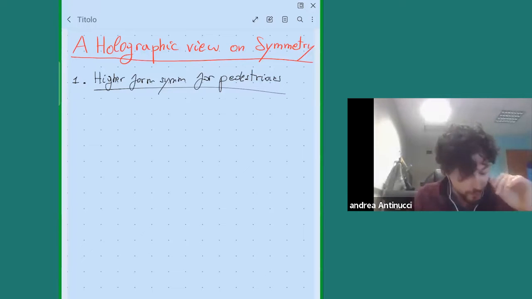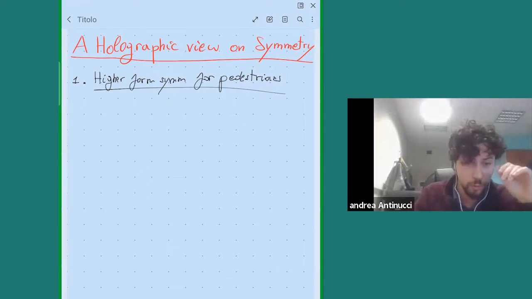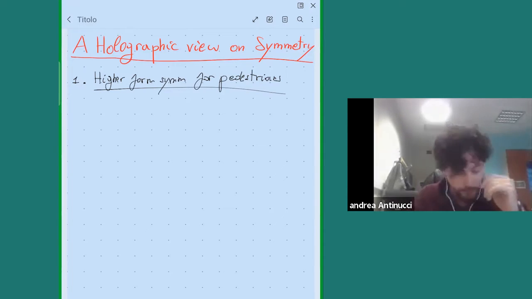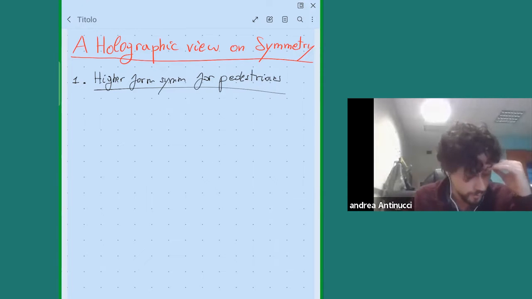In the second part, on the other hand, I will introduce a modern tool which is called the Symmetry TFT, which is a holographic tool to analyze this symmetry, and it's a bit more user friendly than other tools which were used in the past. So okay, let me start.